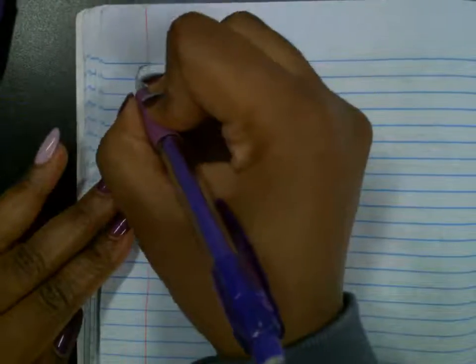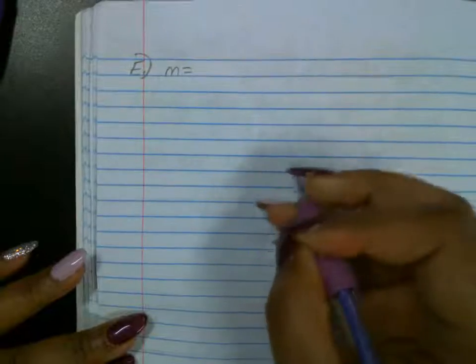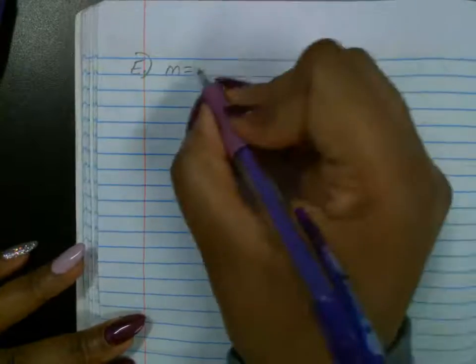So let's do example E. All right, let's suppose that our M, it tells you that the slope is -3.